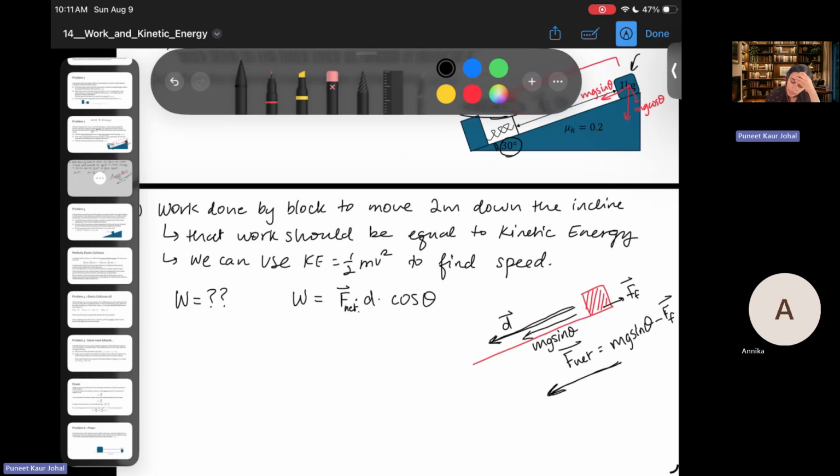Now the question is, what is the angle between the direction of displacement and the direction of force? What is the angle between force and displacement? Are they parallel, perpendicular, at some angle?